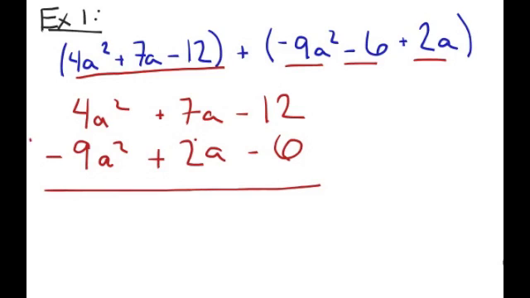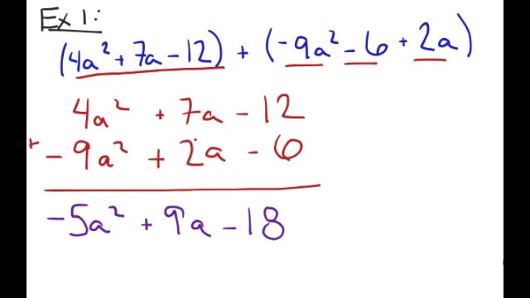So when you group these together, you're going to add them. You end up with 4a squared minus 9a squared, which gives you a negative 5a squared. 7a plus 2a gives you 9a, and negative 12 minus 6 gives you negative 18. So if you notice, all we're doing is combining our like terms. Okay, so we're going to go on to the next example.